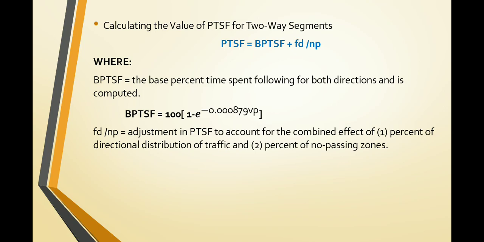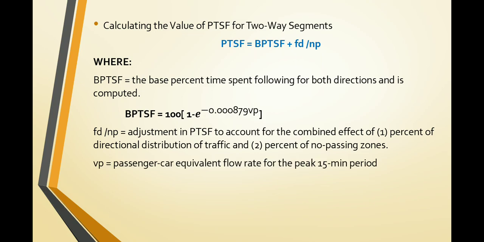FD over NP is the adjustment in PTSF to account for the combined effect of the percent directional distribution of traffic and the percent of no passing zone. VP is the passenger car equivalent flow rate for the peak 15 minutes period. So VP is equal to V over PHF times FG times FHV.